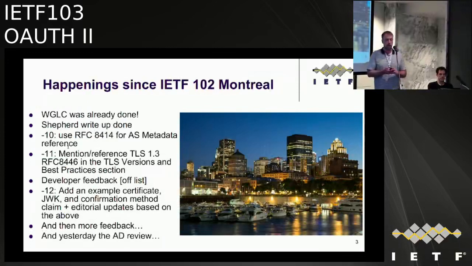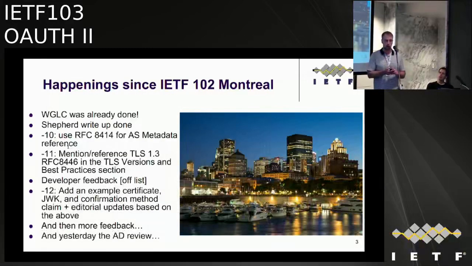Updated in draft 10 to use the RFC version of AS metadata and the associated registry. In draft 11, updated and added a reference to TLS 1.3. Got some developer feedback off list that basically asked for some clarifications around some things, particularly around exactly how the confirmation hash of the certificate was generated and the encoding of that.